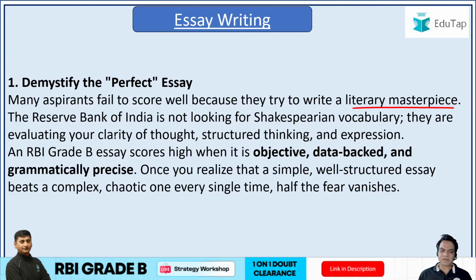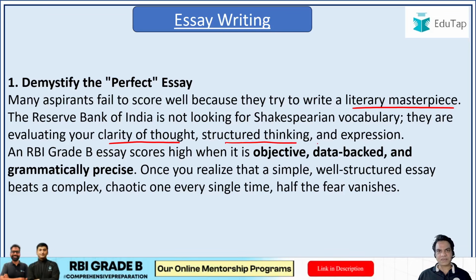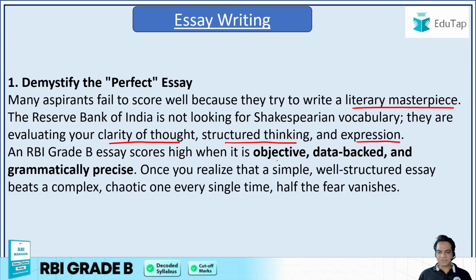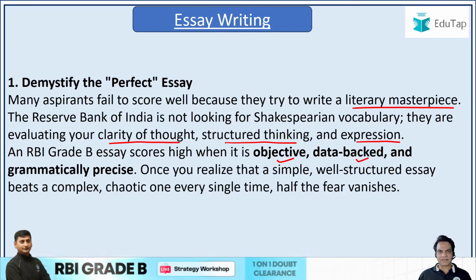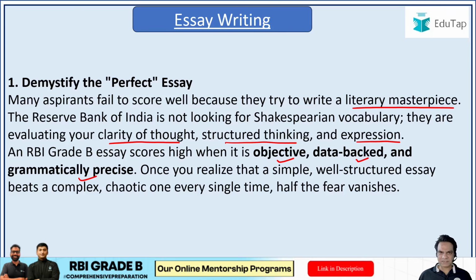They are evaluating your clarity of thought, how clear you are with your answer, structured thinking, do you think like a regulator, and expression of your ideas. Do you think in a biased manner or in an unbiased manner? So an RBI essay scores high when it is objective. You don't beat around the bush, you write only the objective part. Data backed, it has to be supported with statistics, data, reports, schemes, and grammatically precise. And there should be minimal grammatical, punctuation or spelling errors in the exam. That essay will fetch the highest marks possible.